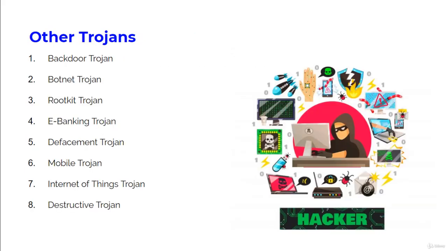The next type of Trojan is the defacement Trojan. Defacement Trojans allow a user to view, edit, extract, and replace strings, bitmaps, logos, and icons from any Windows program. They allow attackers to view and edit almost any aspect of a compiled Windows program. All these Trojans are very destructive in nature. There are other Trojans like mobile Trojans, Internet of Things Trojans, destructive Trojans, hacking Trojans, and many more.